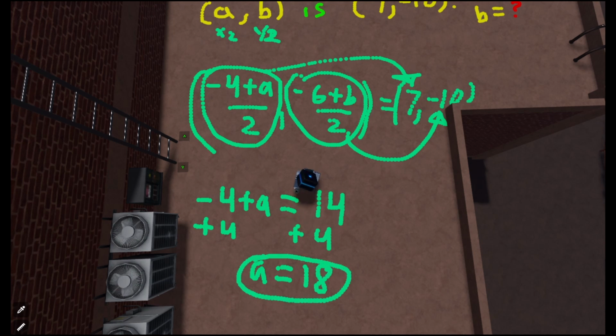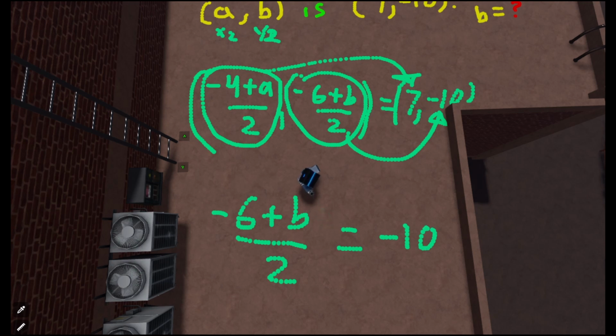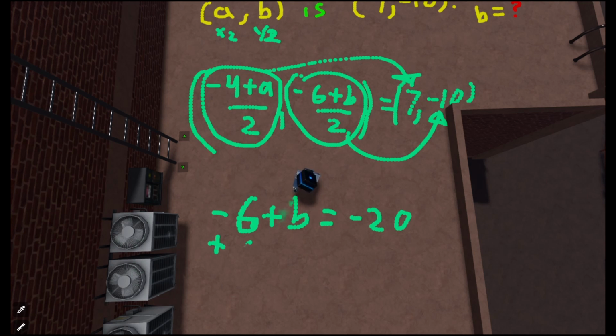Now let's solve for b. I'm going to use the y-coordinate equation to solve for b. We have minus 6 plus b divided by 2 is equal to minus 10. Once again, multiply by 2 on both sides. If you do that, you're going to get minus 6 plus b is equal to minus 10 times 2, which is negative 20. And simply add 6 to both sides. So therefore, b is just equal to negative 14.